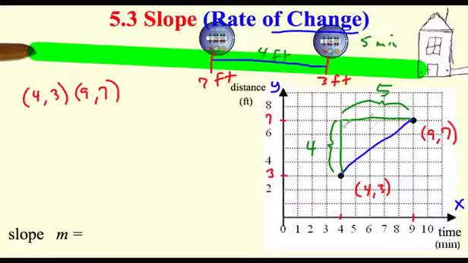So really, this is the slope of the line. So I'm saying, oh yeah, I can see how fast he goes. He's going 4 feet every 5 minutes. Wow. So how did we get that? Let's formalize that a little bit.